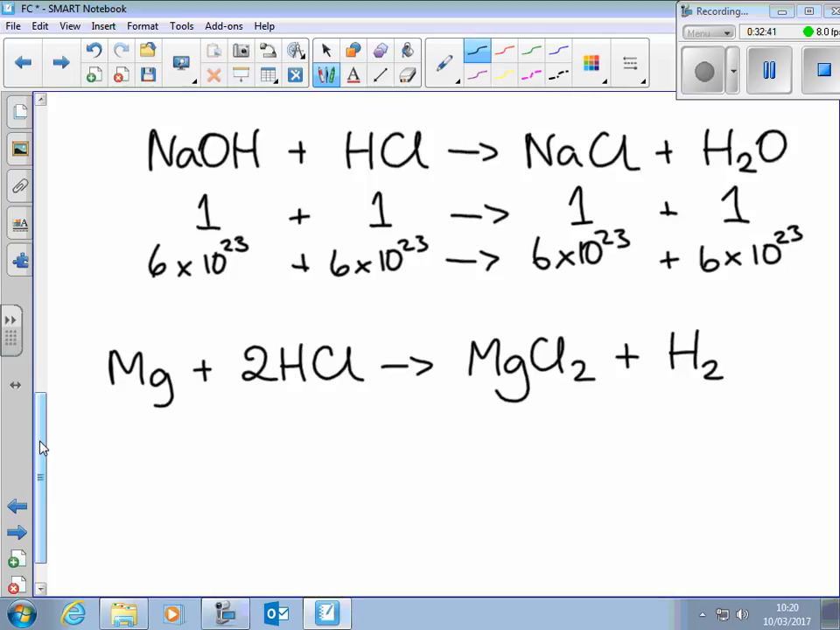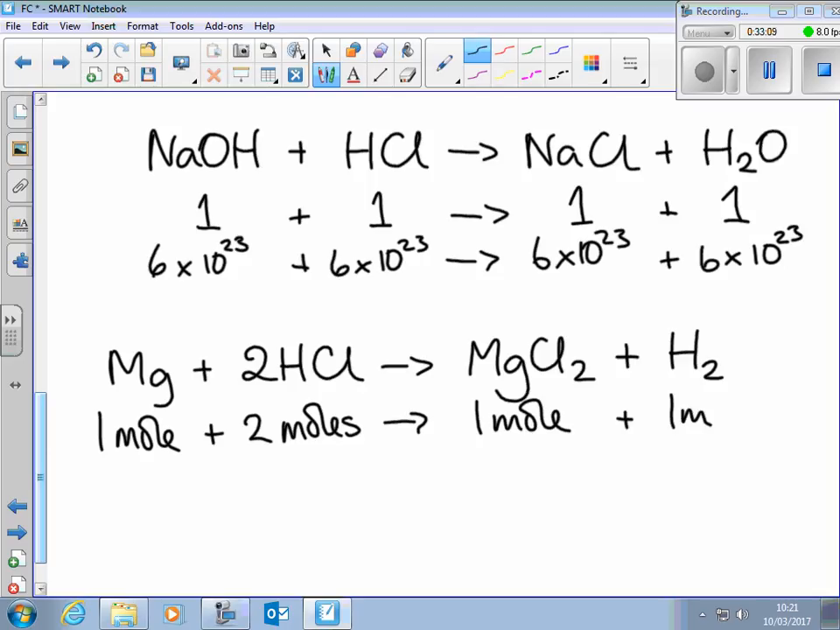Now what this one is telling us is that one atom of magnesium would need 2 molecules of hydrochloric acid, and that would produce 1 molecule of magnesium chloride and a molecule of hydrogen. But of course you could multiply that up by any amount. So what we are actually saying is 1 mole of this plus 2 moles of that would give us 1 mole of that and 1 mole of that.